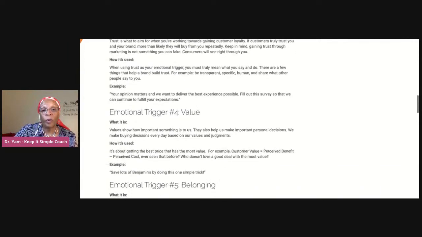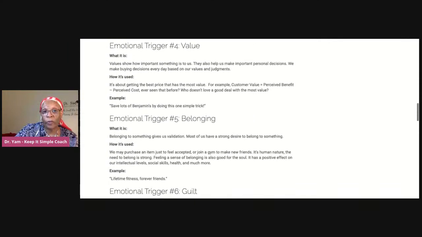Another emotional trigger is going to be that of value. Now we're talking about values from a personal stance that people are taking. This could be the value of money in and of itself, but it could show up in a couple of different ways. It does help people make those personal decisions, and it's all based on a judgment call.